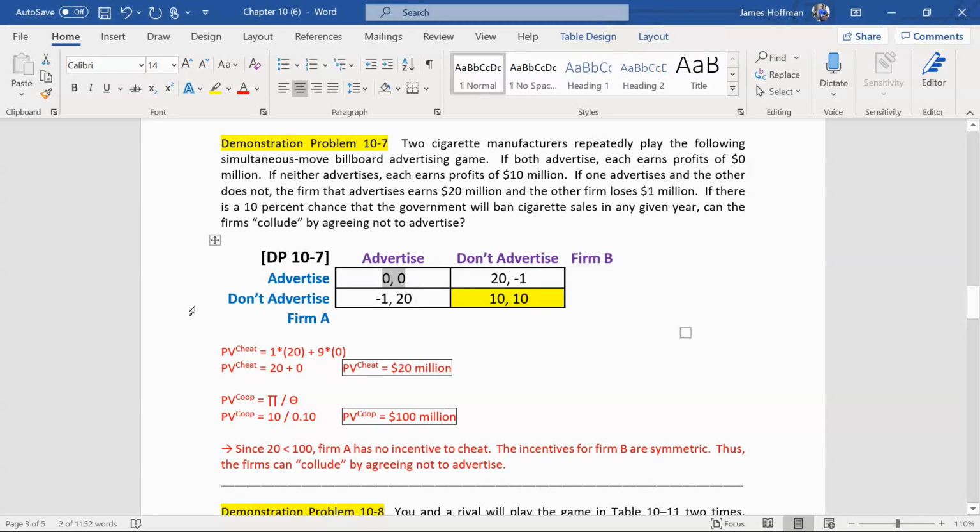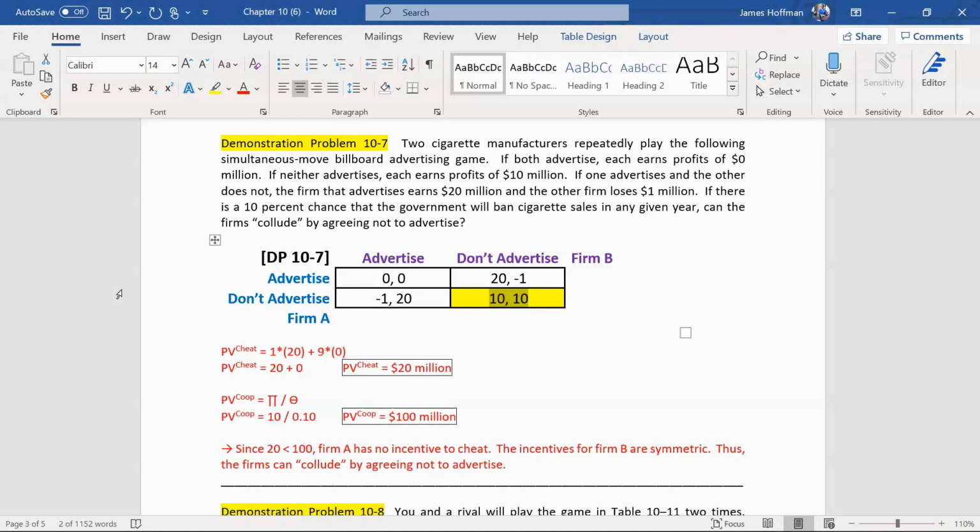But you can clearly see there's an advantage or benefit to cooperating, and if they both cooperate, they both get 10 million instead of 0. Okay, so if these firms can agree to save their advertising budget and they both don't advertise, then instead of spending the $10 million on advertising, they get to keep it, and both firms earn 10.